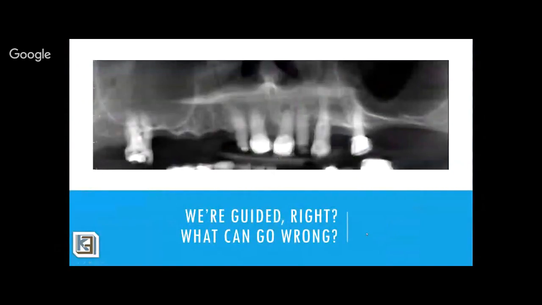Now, what can go wrong? So far, I showed you two tough cases that would normally take me an hour at least to find a canal, and another one that another endodontist couldn't even find. We're going guided. What can go wrong, right?